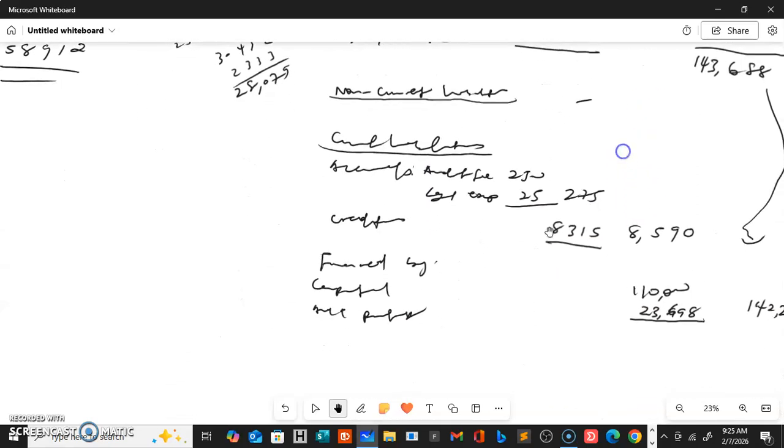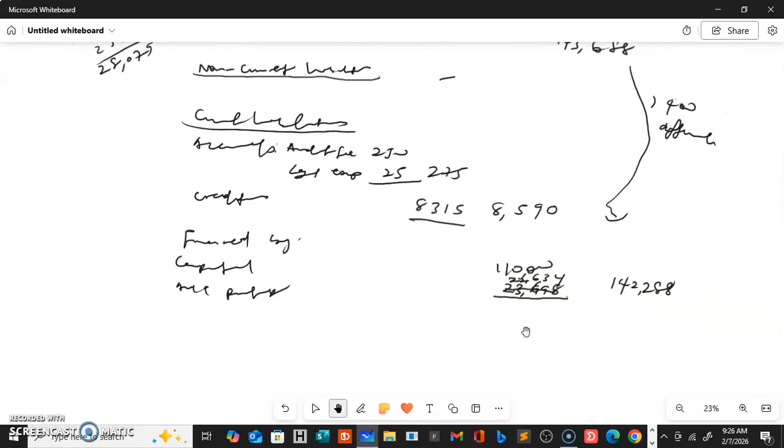Okay, so let us go down to the liability side. Now the net profit has changed to 22634 from our adjustment. So let's just take this off like this. This should be 22634. So at the end of the day, when we add up, 8590 plus 110,000 plus 22634 will give us 141224. Let me strike this up. Okay, so this one also works.